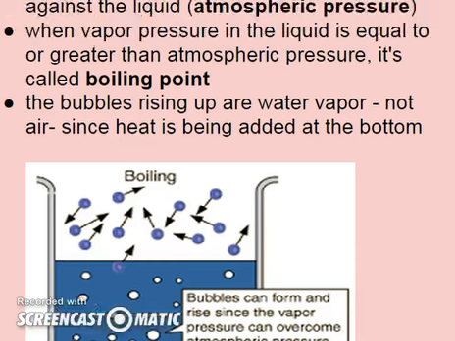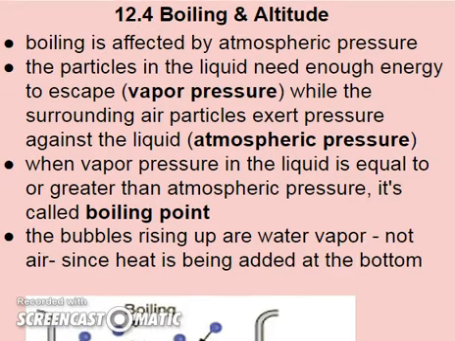Okay, boiling and altitude. Most of you realize that water boils differently when you're up in the mountains or at a higher altitude, and you maybe have noticed on the back of a cake mix or something that they have different cooking instructions. Boiling is affected by atmospheric pressure because the particles in the liquid need enough energy to escape while the surrounding air particles are exerting pressure against them. So the pressure that the particles in the liquid have is called vapor pressure, and the surrounding particles exert atmospheric pressure. And when the vapor pressure is equal to or greater than the atmospheric pressure, that's boiling point.